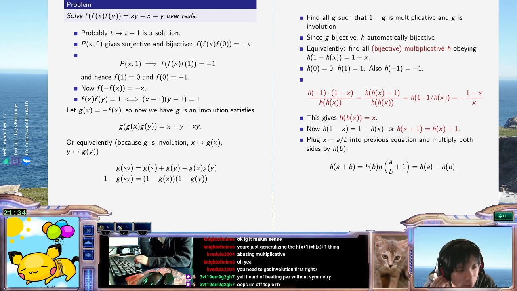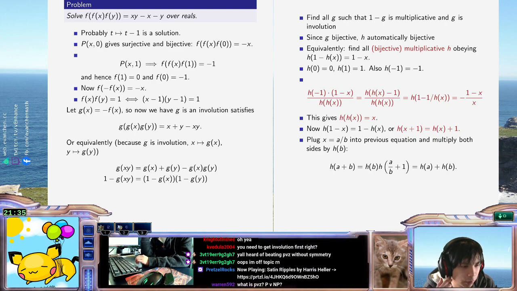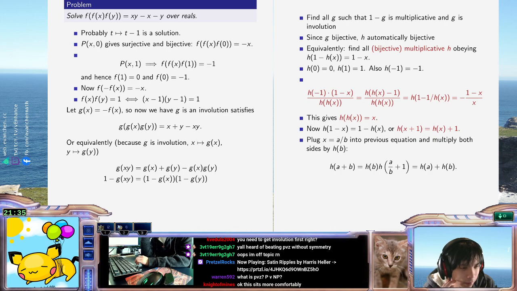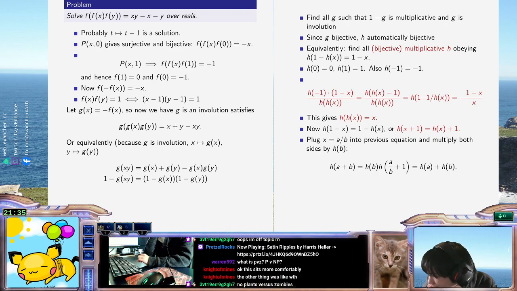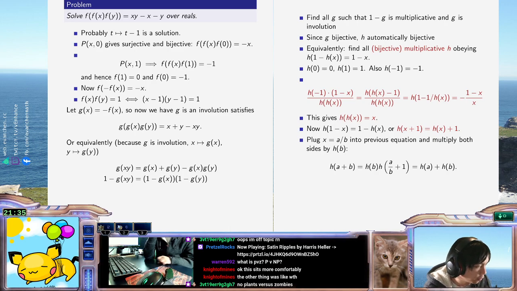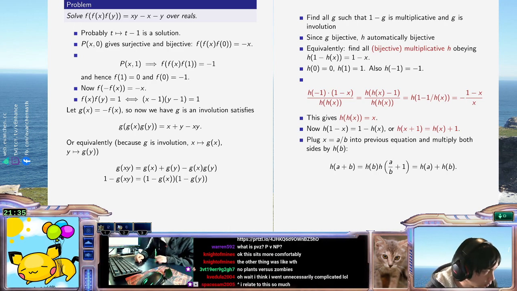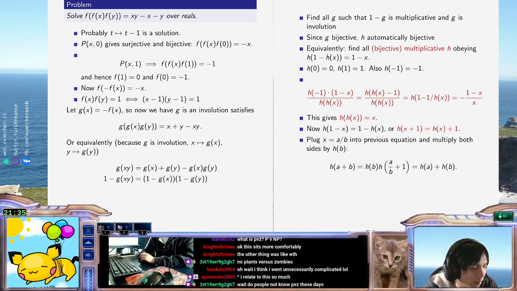Heard of beating PVZ without symmetry? Protoss versus Zerg or what? Yeah, this feels a little better. I guess it's supposed to work. Plants versus zombies? The heck? Alright. Did people say this was on like Duke's MO? No, I've never played Plants vs Zombies.